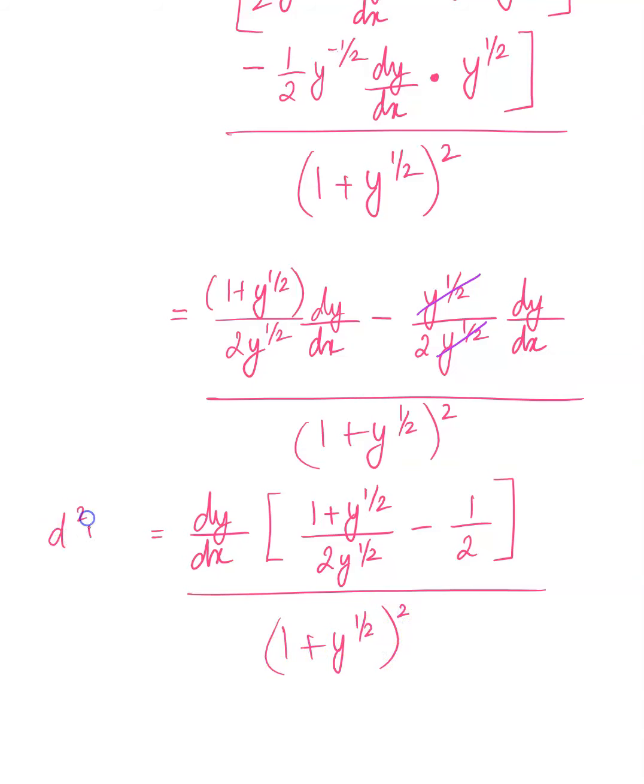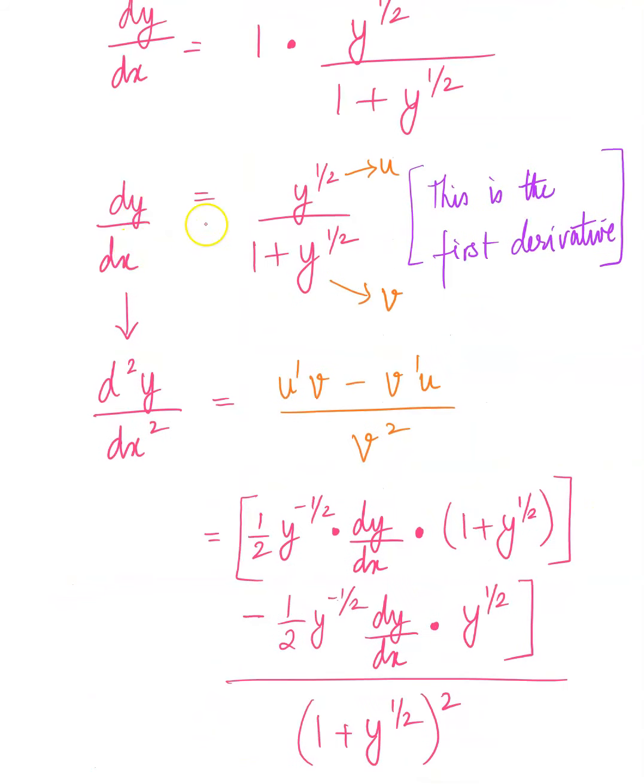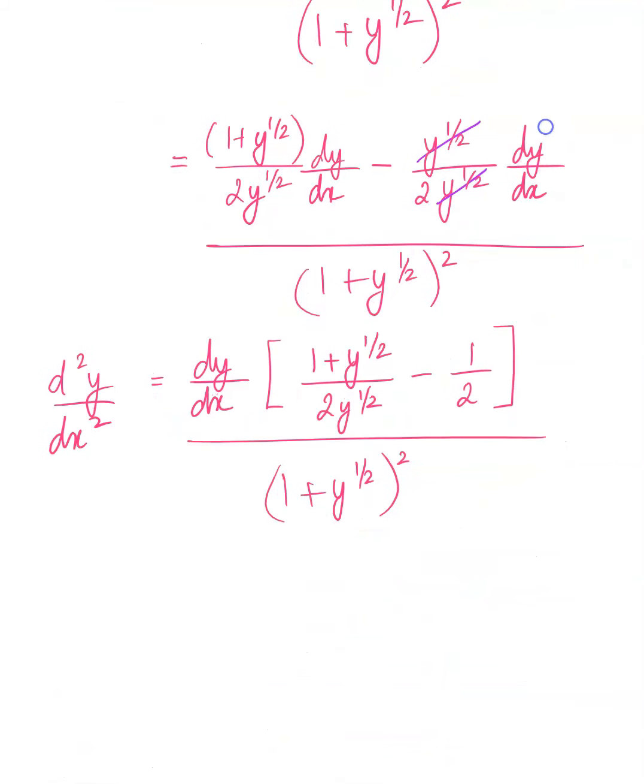And on the left side we had d squared y over dx squared. That's what we've found now. And now it's time for us to replace the dy over dx by what we found here as the first derivative, right? Dy over dx is y power half over 1 plus y power half. Let's do that.